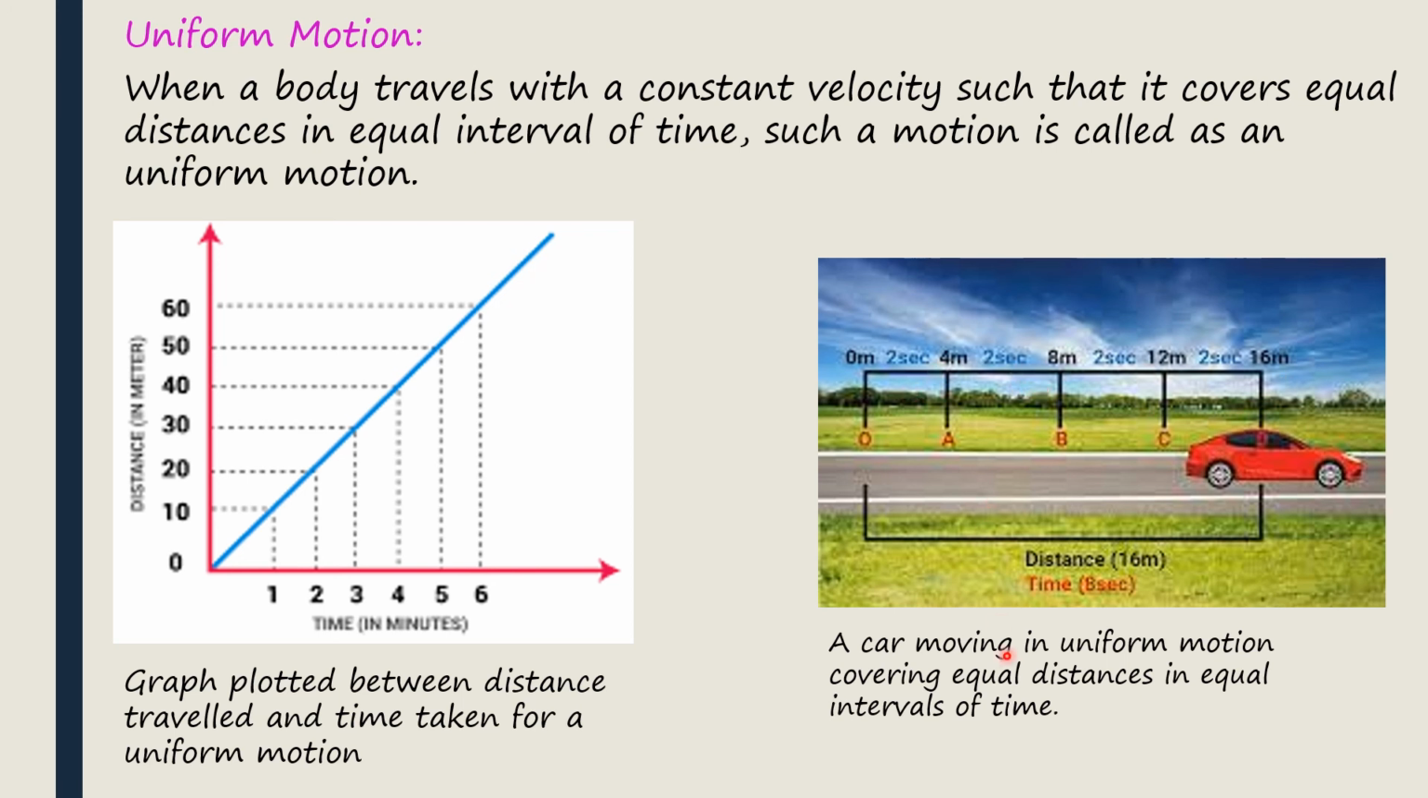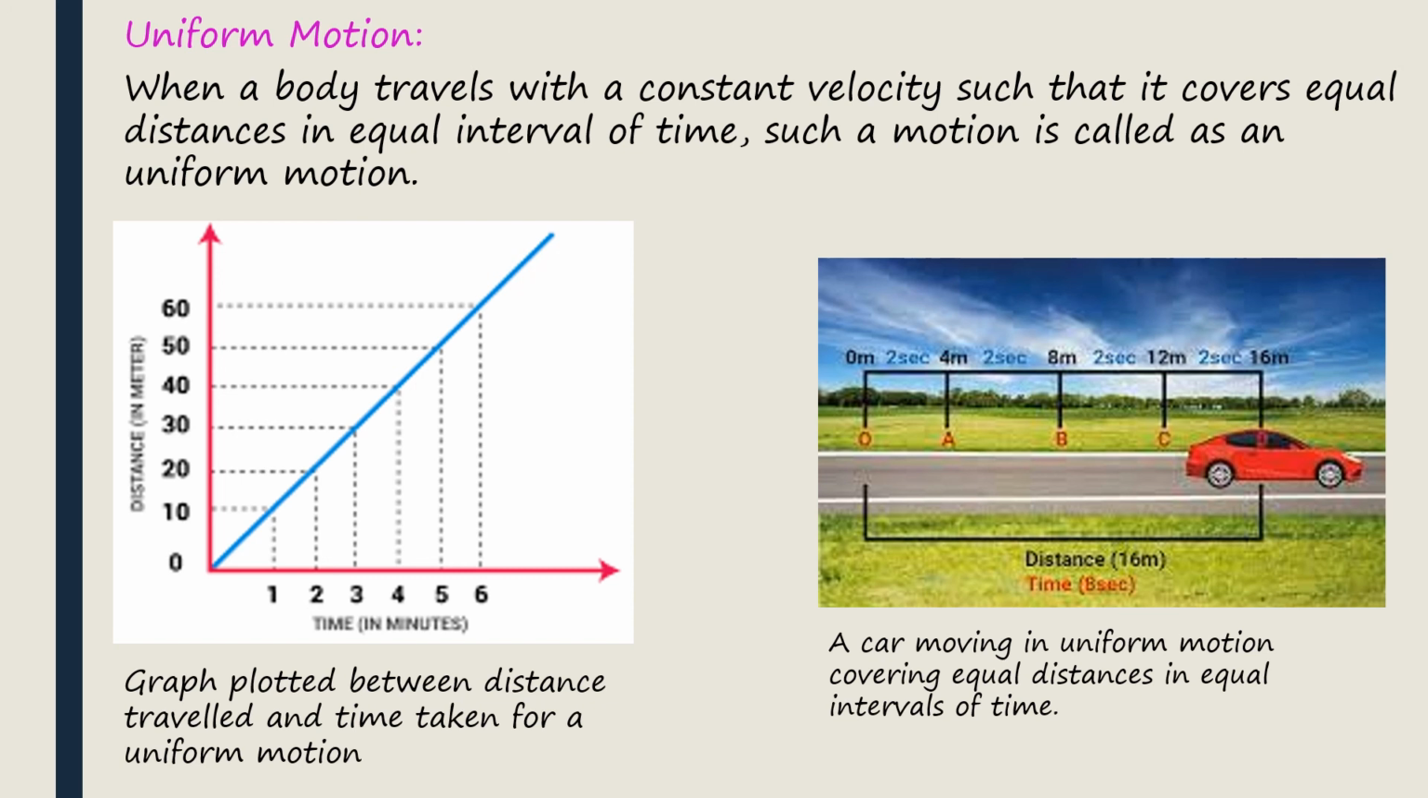the car is moving with equal distances. So the car is moving equal distances in equal intervals of time. So this is an example of a uniform motion. Uniform motion means whenever a body is moving with a constant velocity and it travels such that it covers equal distances in equal intervals of time, such kind of motion is called uniform motion.